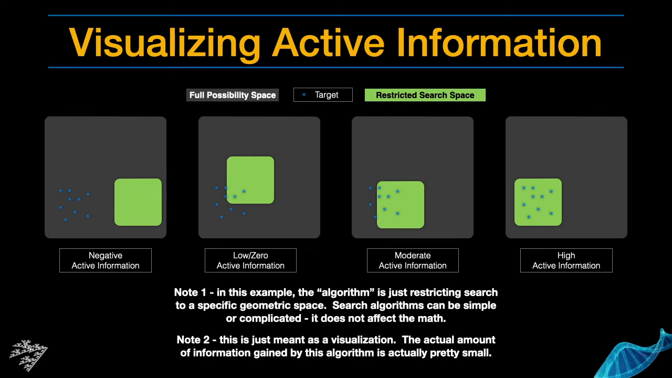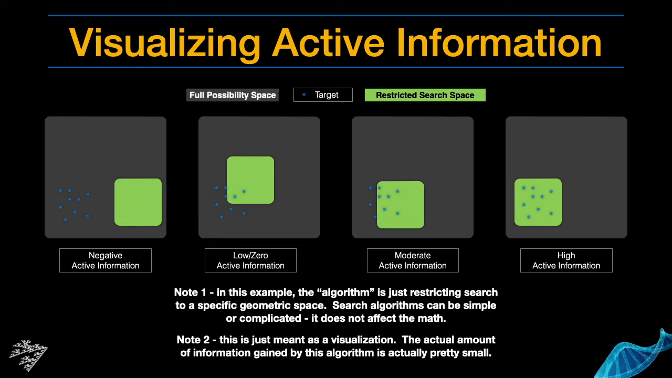Okay. Now, a few notes. First of all, this is entirely for visualization. The search doesn't have to restrict you physically to a space. There's all sorts of different ways that you might be searching this space, not just in a box in a 2D grid. So that's just to help you visualize what's going on. They can be simple, they can be complicated. There's all sorts of ways to narrow in on where you think the targets are going to be. The other thing is to recognize this is just a visualization.